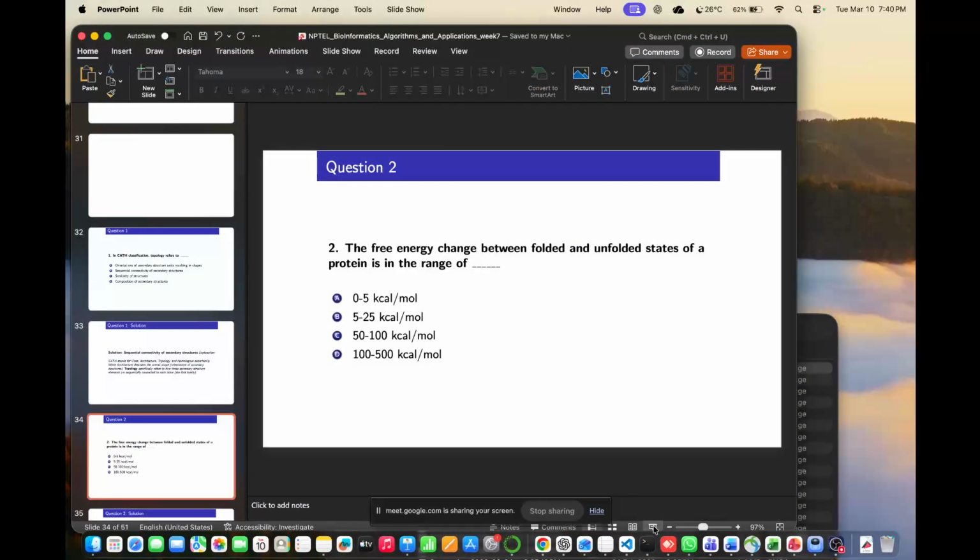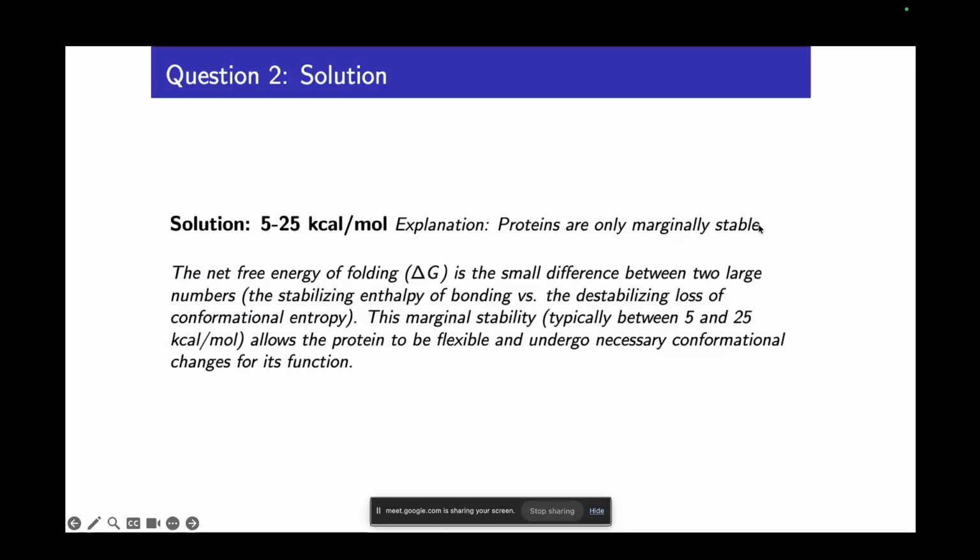Correct. Yeah, 5 to 25 is the correct answer. Delta G is between 5 to 25. These are the things probably you need to remember for answering this set of questions.